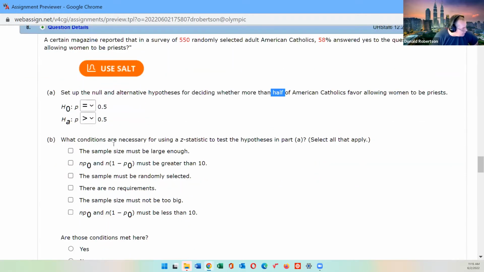Now they have a whole list of conditions here, and we talked about this yesterday. Don't you have to have things like the sample is random, right? It's a fair representation of the population. Doesn't the sample have to be big enough? And don't we have to do that in what's called the 10 test, right? The np, n(1 minus p). So, yep, that has to be true. That has to be true. That has to be true.